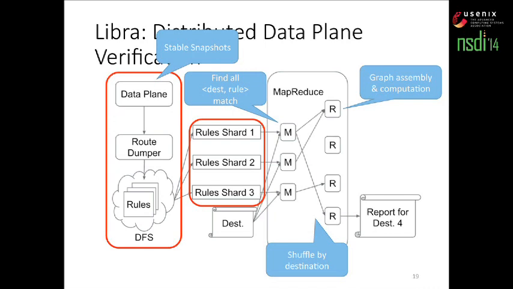A rule matches the destination when their prefixes overlap. And then it will output this intermediate result as key-value pairs to the MapReduce system. The MapReduce system will shuffle these intermediate results by their keys, which are the destinations, and then deliver all the rules relevant to a specific destination to one reducer. The reducer can now assemble the forwarding graph, do the graph computation, and generate a report.